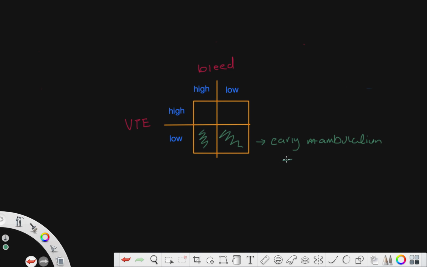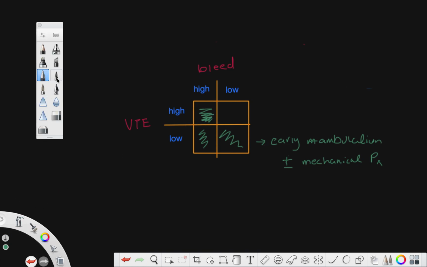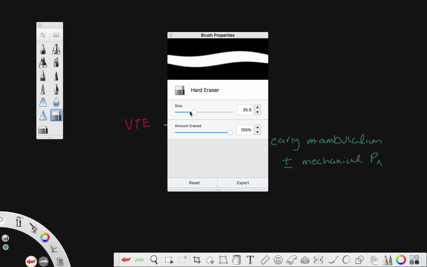So early ambulation, with or without mechanical prophylaxis. Okay, we'll come back to this one. The next cohort of patients is those with a high risk of bleed and also a moderate to high risk of developing VTEs as well. So someone, for example, who's got an active GI bleed. In these patients, the other option is to use mechanical prophylaxis.